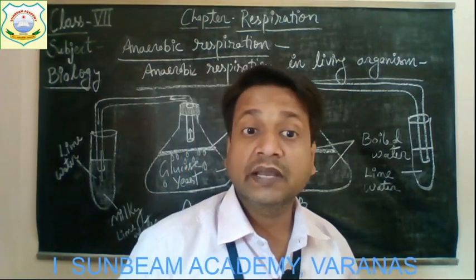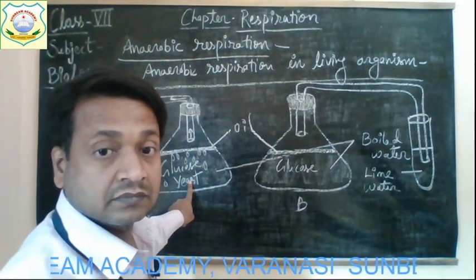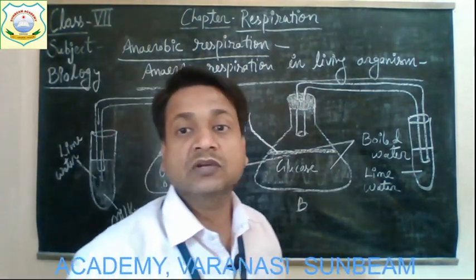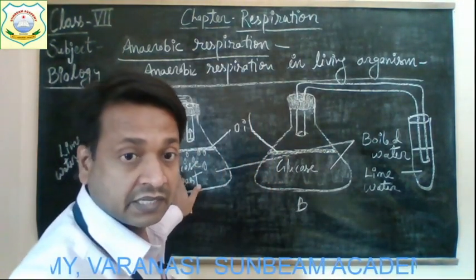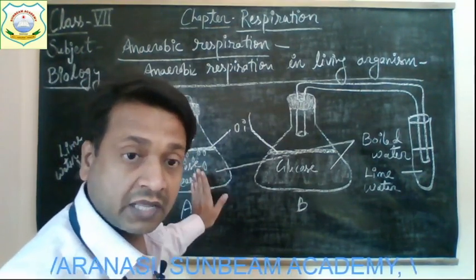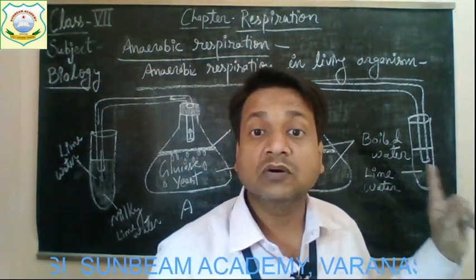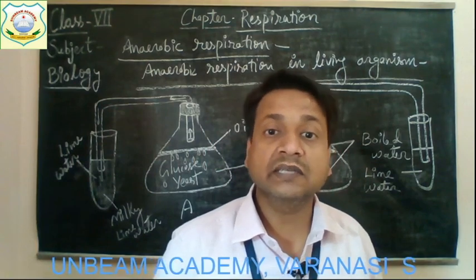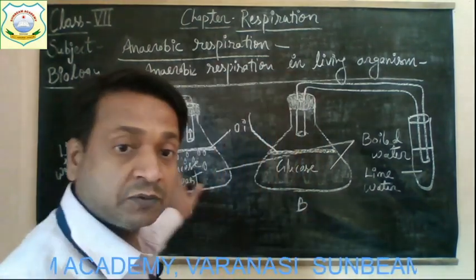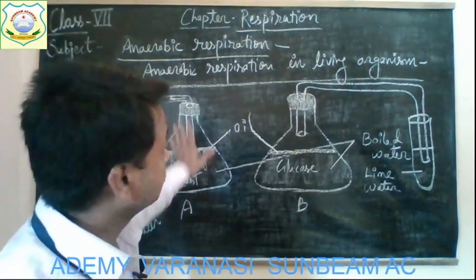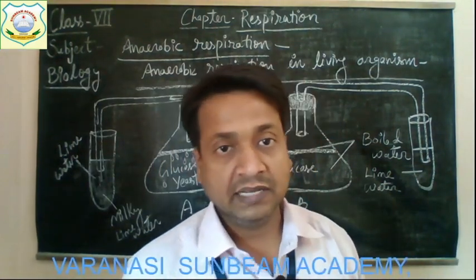So we can conclude that the yeast in flask A produced carbon dioxide in the absence of oxygen, as in this water, oxygen is not present. So that carbon dioxide is produced by yeast. And how is this carbon dioxide produced? Because of the respiration that occurs in the yeast, and they respire anaerobically because oxygen is absent here. So this activity proves that yeast respire anaerobically.